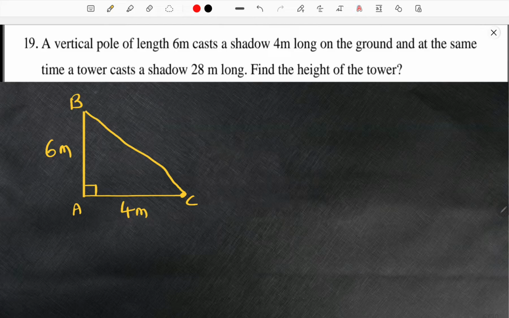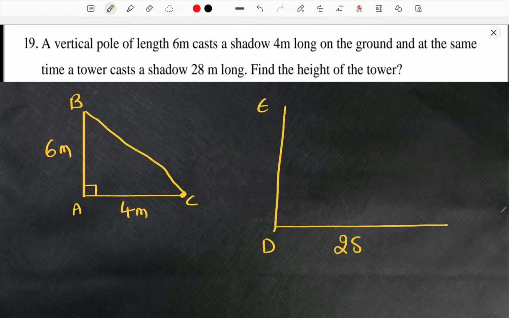Then afterwards what they are saying, at the same time, this is very very important, at the same time a tower casts a shadow 28 meter long. So we don't know what is the tower. There is a tower like this, let us name it as DE. And it is going to cast a shadow of 28 meter long. So let us call it as F, and here it is. This is also 90 degree. So this is 28 meter. Now they are asking, find the height of the tower.